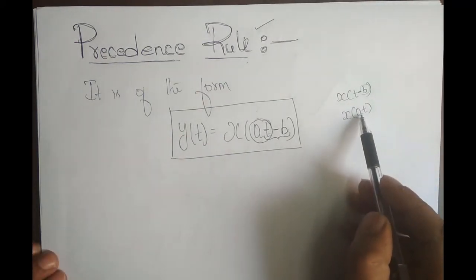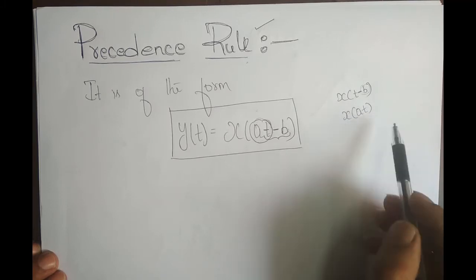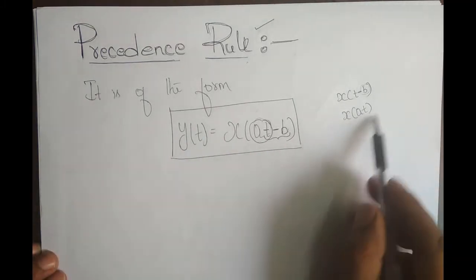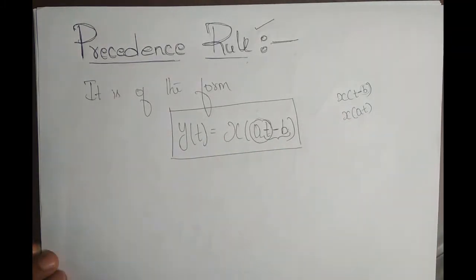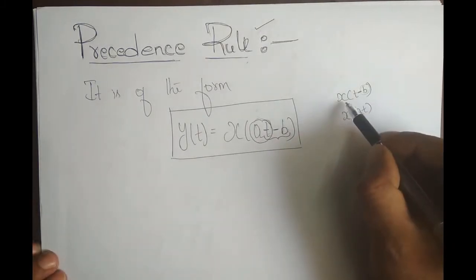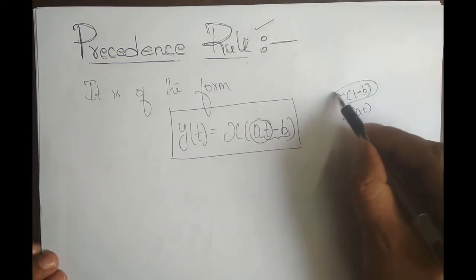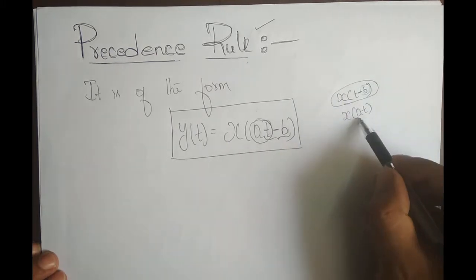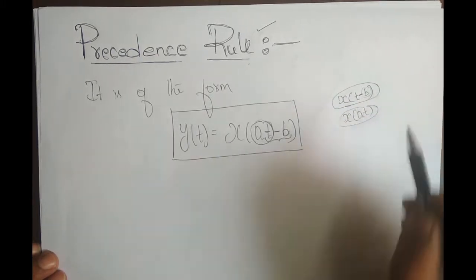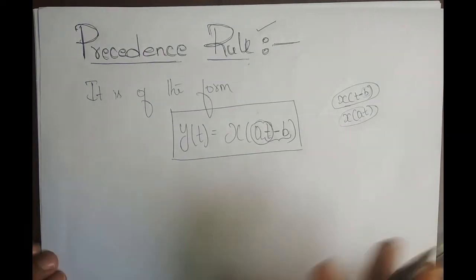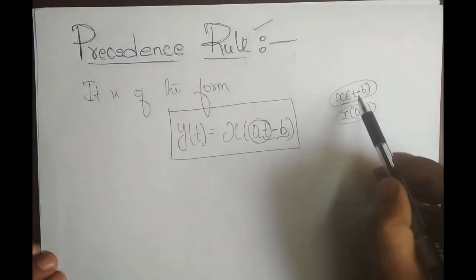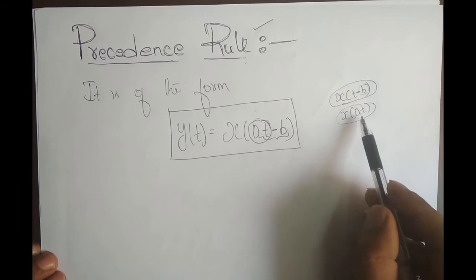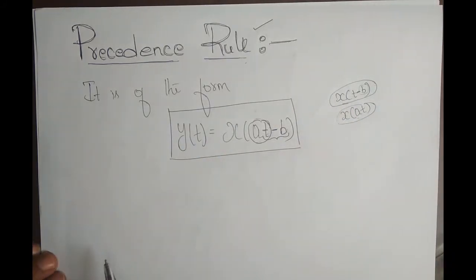Again, I have to follow what happens if a is greater than 1 and what happens if a is in between 0 and 1. That rule I have to follow. Now, while performing the time shifting operation, you ignore the scaling part. While performing time scaling operation, you ignore the shifting part. That is what you need to follow. While shifting, ignore the scaling part. While scaling, ignore the shifting part.